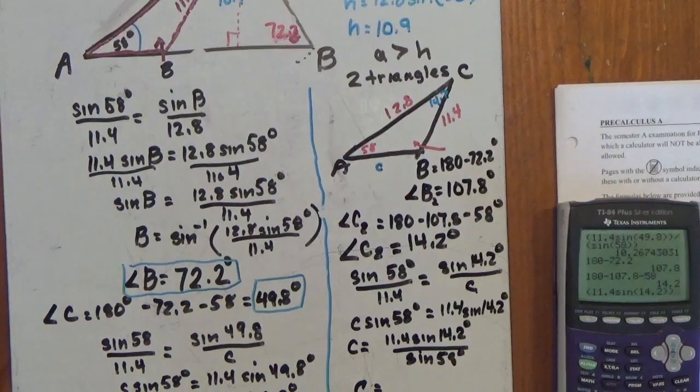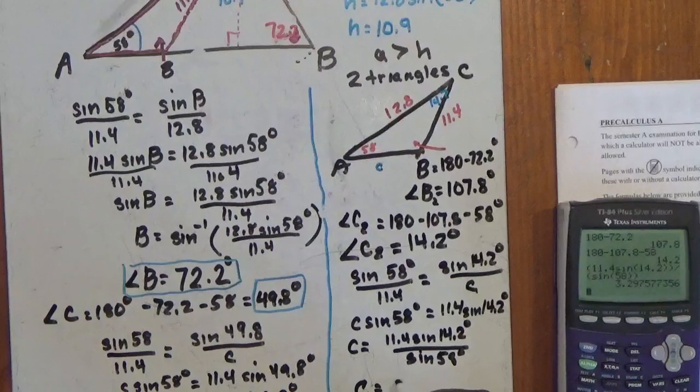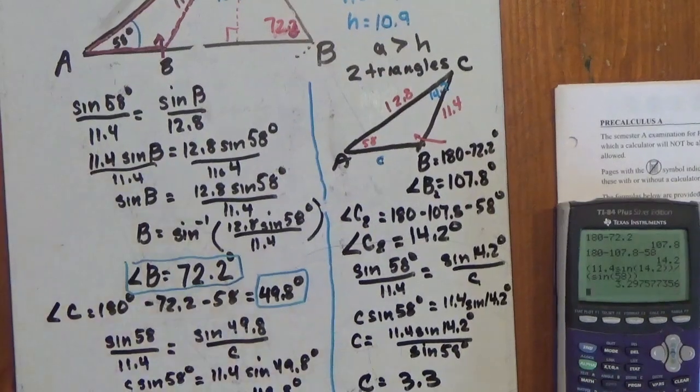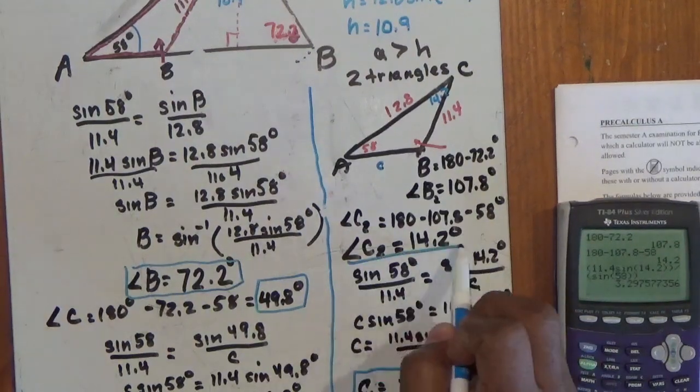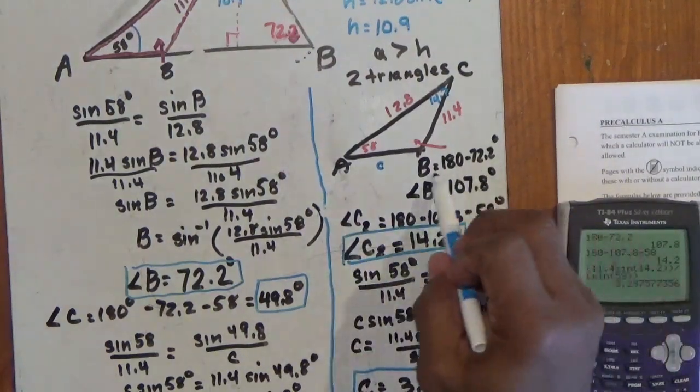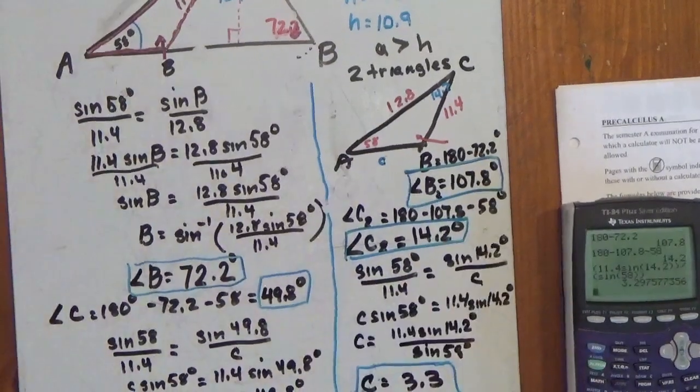All right, divided by sine 58 degrees. All right, and that gives us an answer of 3.3. All right, and we found everything for triangle 1 and everything for triangle 2. And we're done. A lot of work, right?